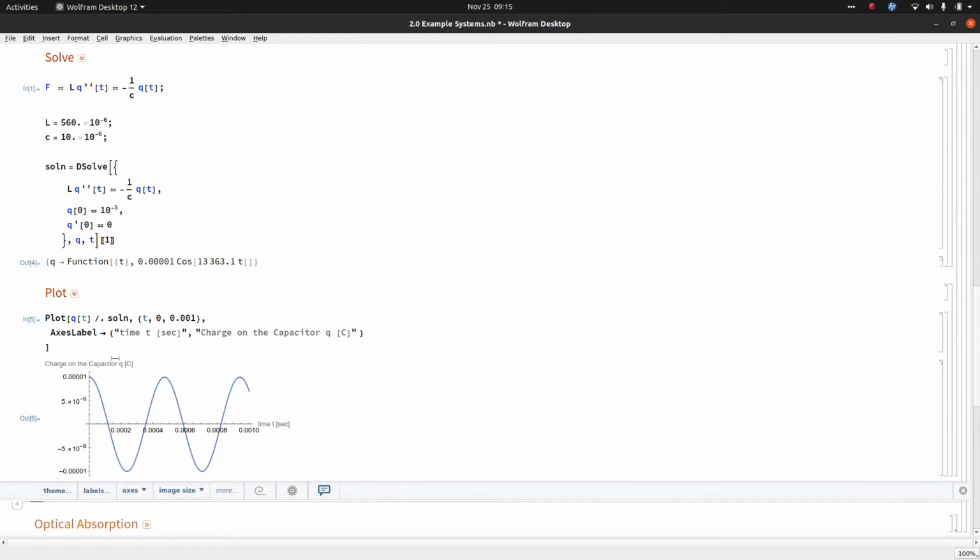I'm actually not going to animate this one because circuits just look like circuits. But I will do a plot of the charge as a function of time. And you can see it goes up and down in simple harmonic motion.